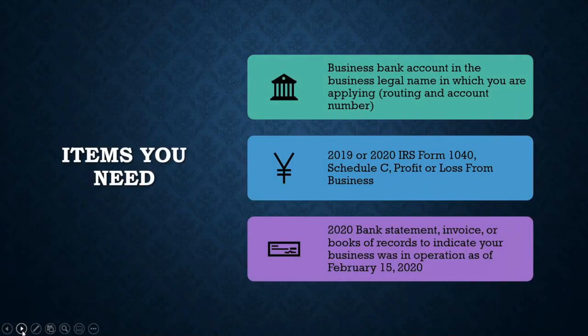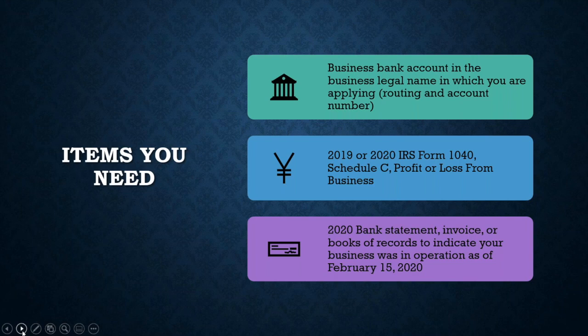So what are some items that you need? Before you get started, I talked about this in the previous part of the video. You need a business bank account in a business legal name. You need the routing number and the account number of that account.